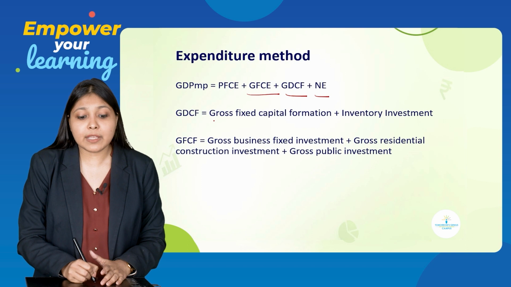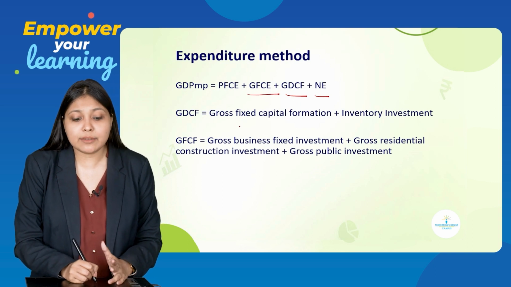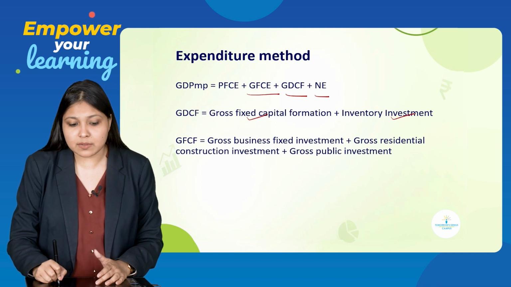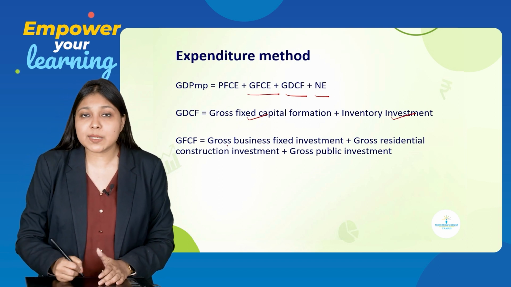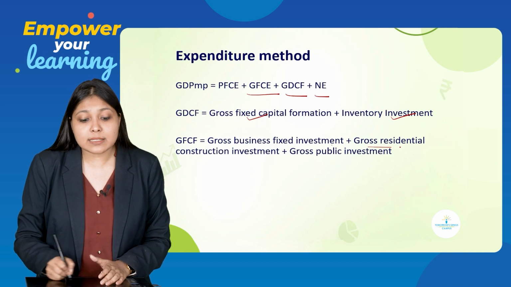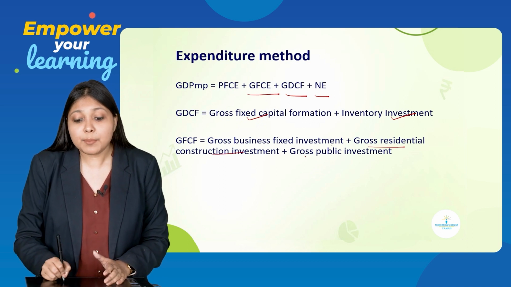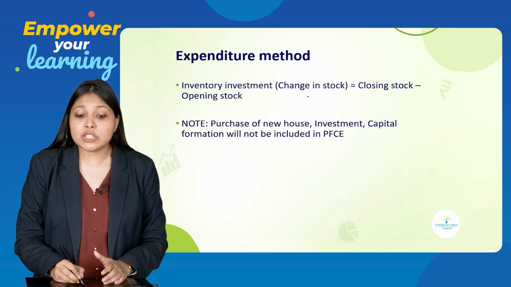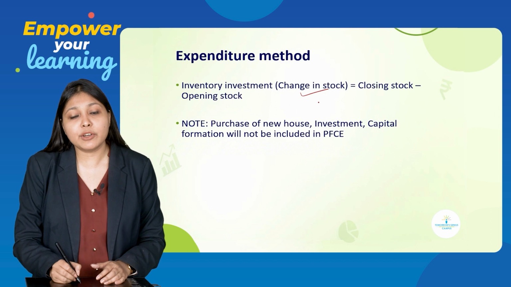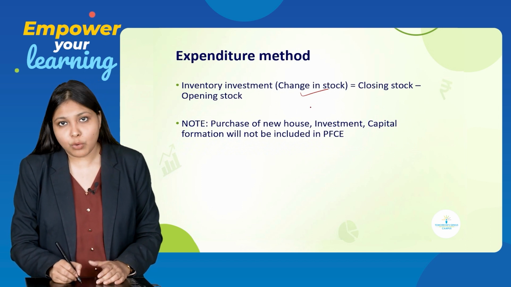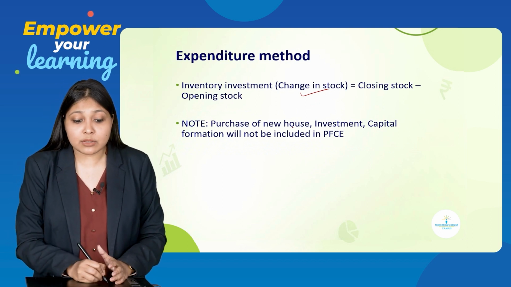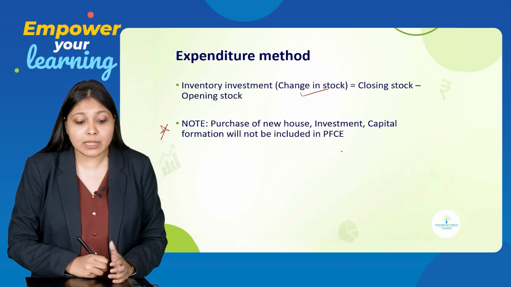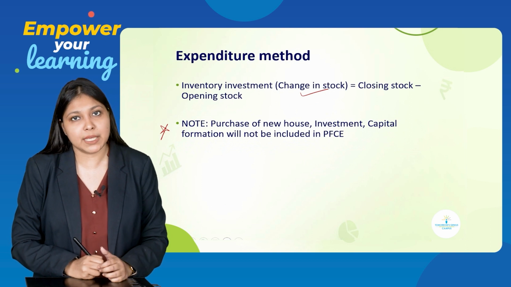So GDCF, if directly it is given, well and good. If not, then the formula is gross fixed capital formation plus inventory investment. GFCF is gross business fixed investment plus gross residential construction investment plus gross public investment. Inventory investment, which is also called change in stock, formula for it is closing stock minus opening stock. Very important note: purchase of new house, investment, capital formation will not be included in PFCE.